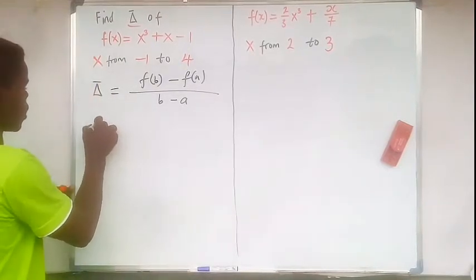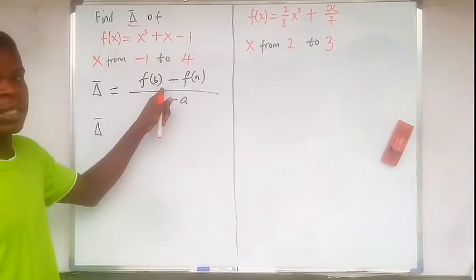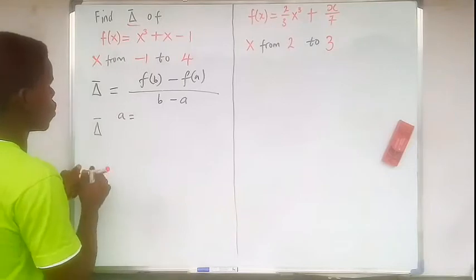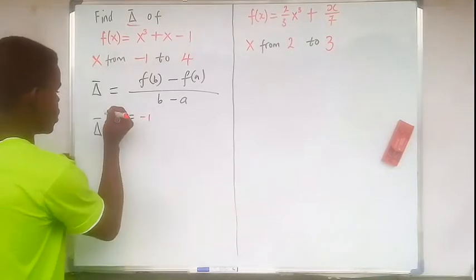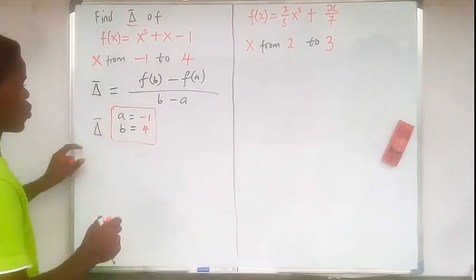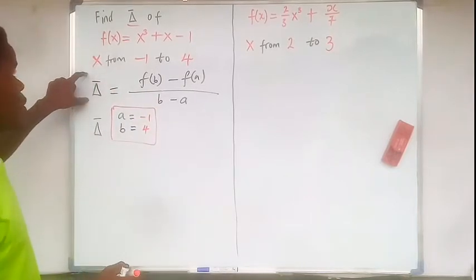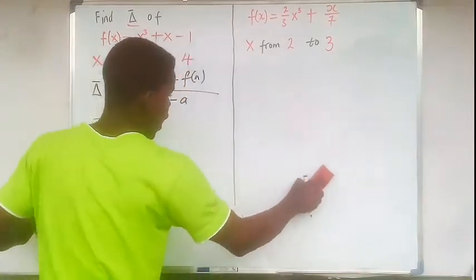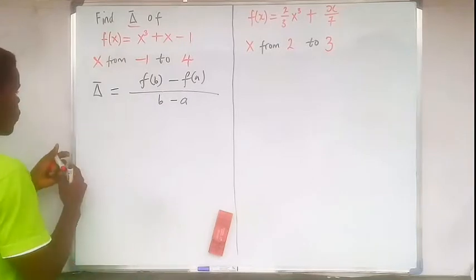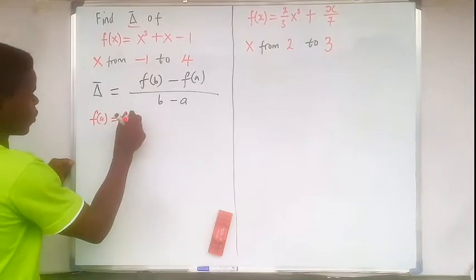Alright, so now we are going to take note that this point, -1 to 4, simply means A to B, from A to B. So we take note that your A is equal to -1 and your B is equal to 4. Right, so these are the two things we take note of. So we're going to substitute -1 for A and 4 for B in this equation, we use that to find the average.